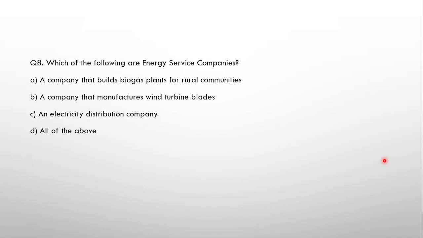Next, which of the following are energy service companies? A is a company that builds biogas plants for rural communities. B, a company that manufactures wind turbine blades. C, an electricity distribution company. Or D, all of the above. So which of the following are energy service companies? A company that builds biogas plants, or a company that manufactures wind turbines, or an electricity distribution company, or all of these.